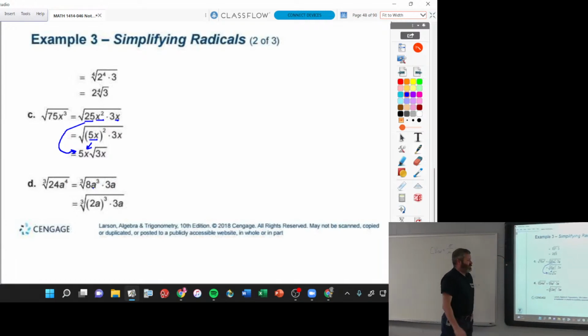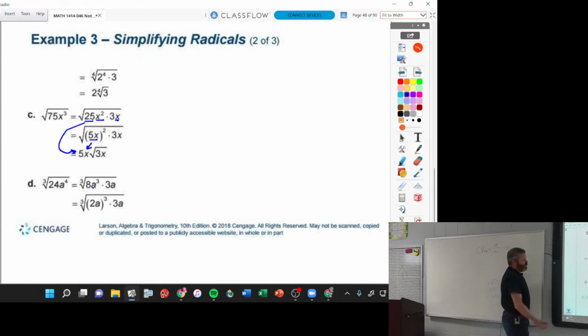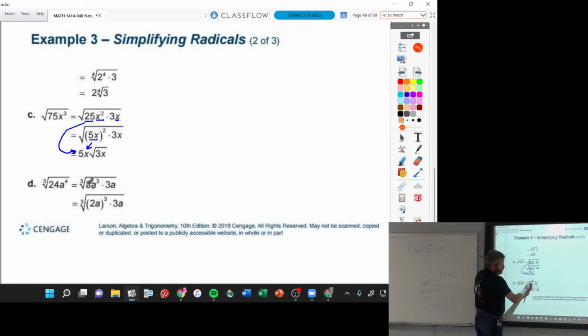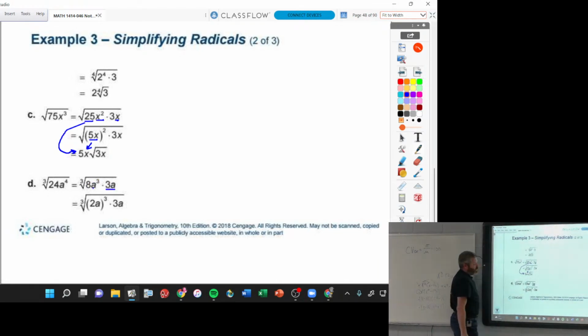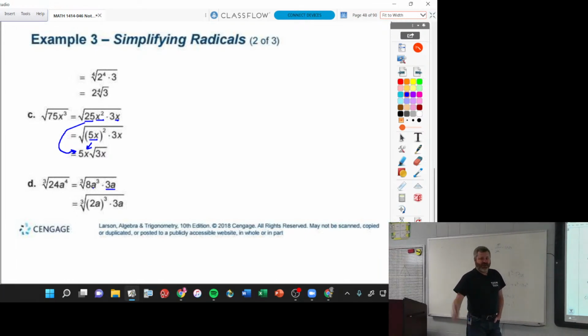And 8 is a perfect cube, 2 times 2 times 2. So what we're going to do here with 8a cubed is break off an a cubed, since both 8 and a cubed are perfect cubes, and leave an a behind. 3a, neither one's a perfect cube, and it can't take anything out of it. So the 3a is going to be just sticking around.